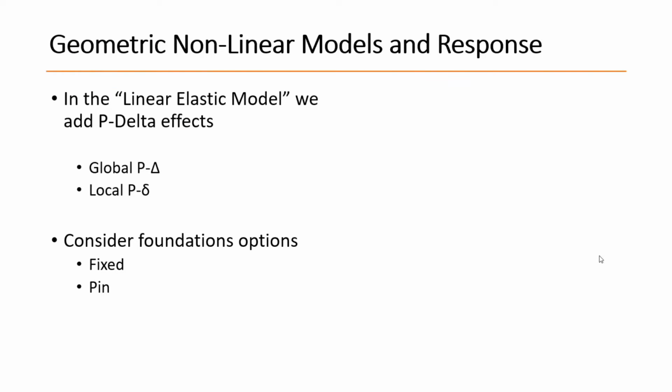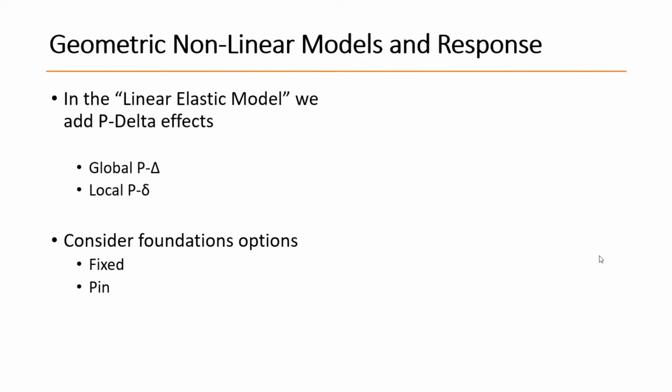So once we include the geometric nonlinearity in the model, we will include the global P delta, which is the displacement increase because of the large displacements happening. The moments will be magnified, and that will magnify the displacement further. So this P delta effect, which is basically related to the lateral displacement of the structure, we can include those.